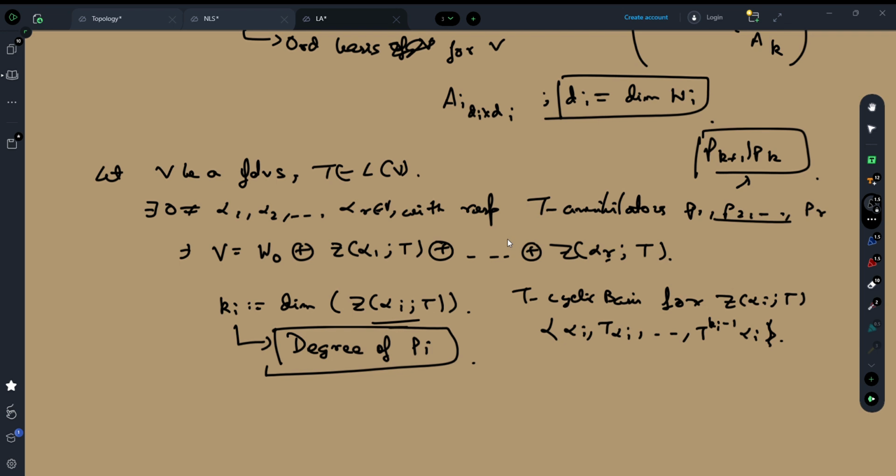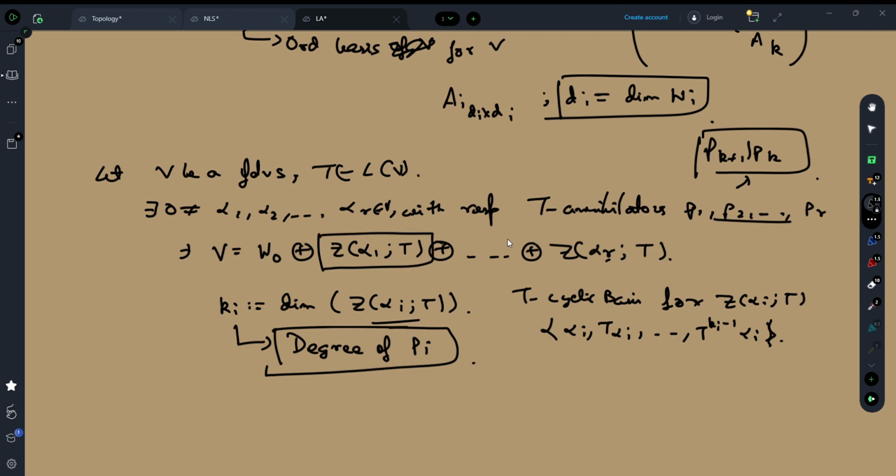Also, one more thing which we had got from the proof of the cyclic decomposition theorem was that P1 forms the minimal polynomial of the linear operator T, right? If you recall. So this is the T cyclic basis for Z(alpha i; T).